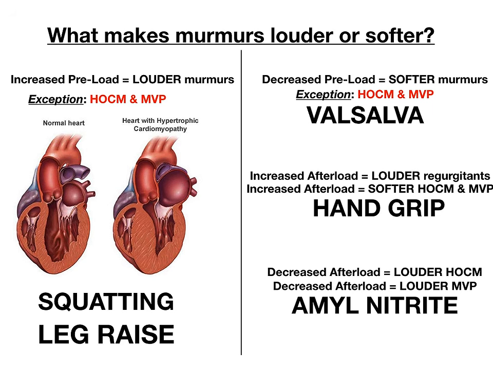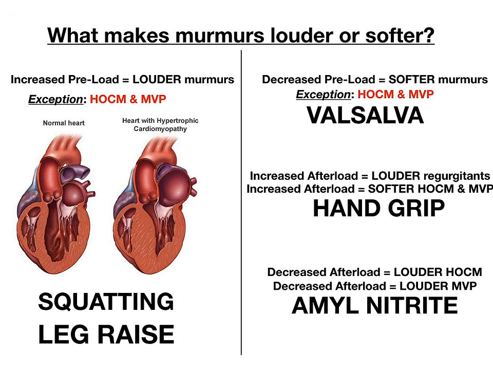If you decrease your preload, your murmurs will get softer, and it's the same exact reasoning, right? Less blood going back to the heart means less blood is going to flow across a stenotic or regurgitant valve. Therefore, the murmurs will be softer, aka better, right? They're not going to sound as loud, they're not going to sound as bad because less blood is flowing over the abnormal valve. Again, the exception is HOCM and mitral valve prolapse, again for the same reason.